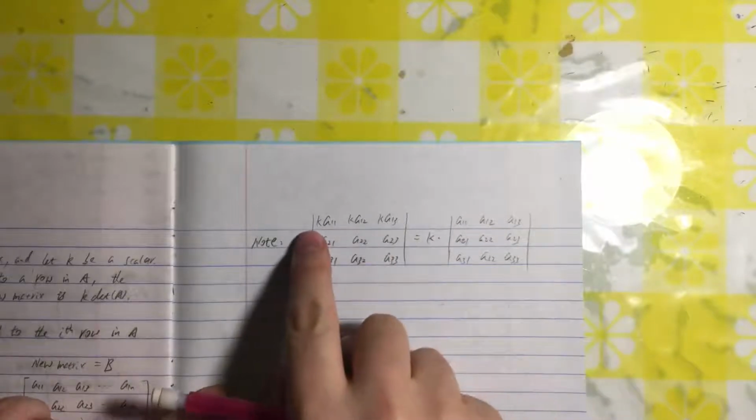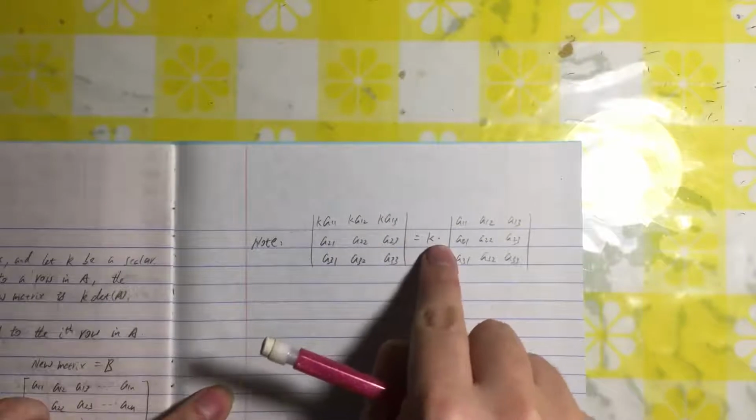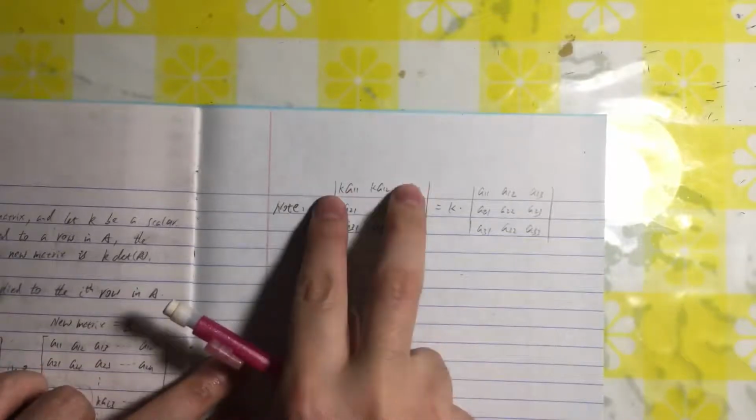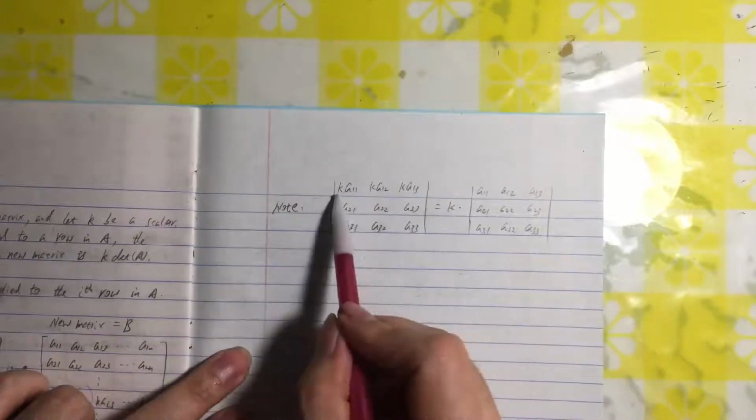For any square matrix, if I multiply one of the rows by a constant k, then the determinant of the matrix is equal to k times the determinant of the original matrix. Or we can also think of it this way: I'm factoring k out from the first row, from one of the rows. So that's how we memorize the theorem.